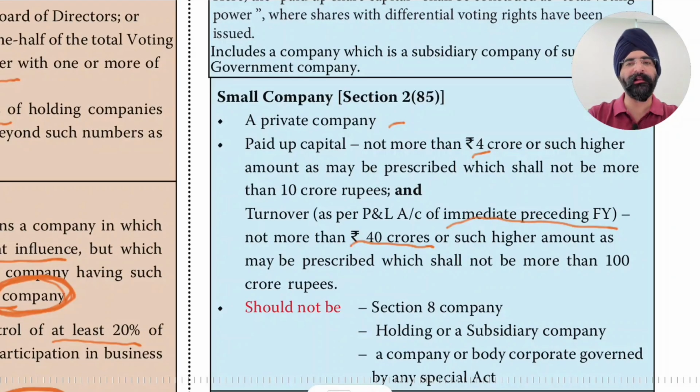So for a small company, there are three things which we need to observe. Private company, it is a private company. Paid up capital, up to 4 crores. Then turnover up to 40 crores. Turnover is based on immediately previous financial year figures, which may not be audited at the time we are considering.